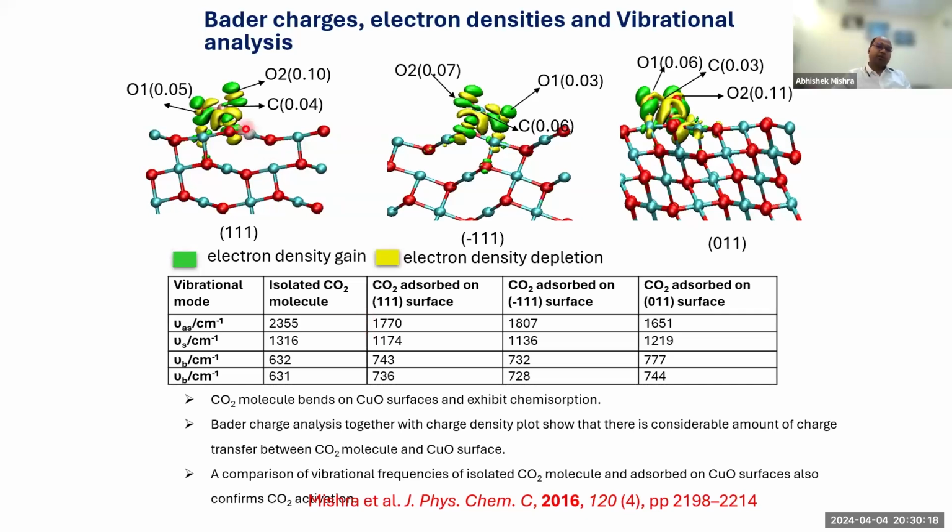The other thing you can do here is, of course, looking at the structural deformation at the surface level. And the thing which I'm highlighting here is the charge density difference plots and Bader charge analysis. So all this will give you an idea whether your surfaces are activating the CO2 or not.